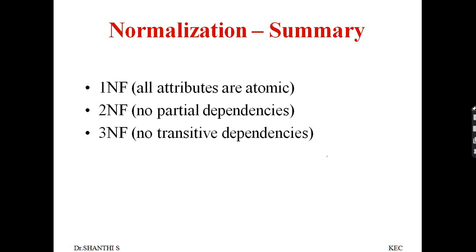So in summary, first normal form is all attributes are atomic. Second normal form, there are no partial dependencies. Third normal form, there are no transitive dependencies among non-prime attributes.